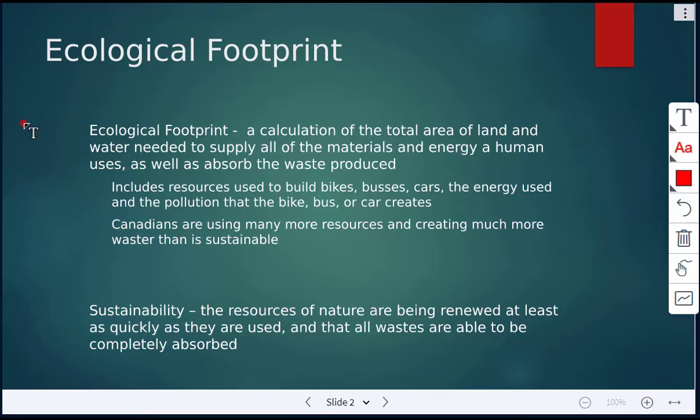And Canadians, we are actually using many more resources and creating much more waste than is sustainable. And what is sustainability? When something is sustainable, it means resources are being renewed at least as quickly as they are being used. Okay, so that's sustainability. The resources of nature are being renewed at least as quickly as they are being used, and all wastes are able to be completely absorbed. So right now we have a huge issue with plastics because plastics are not being absorbed.